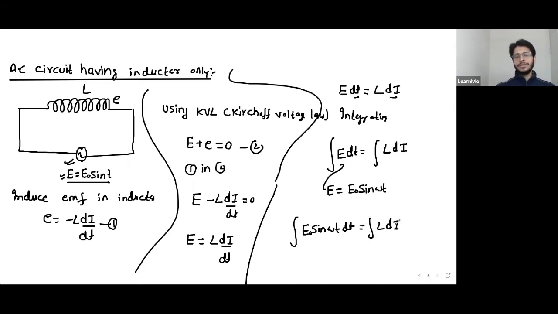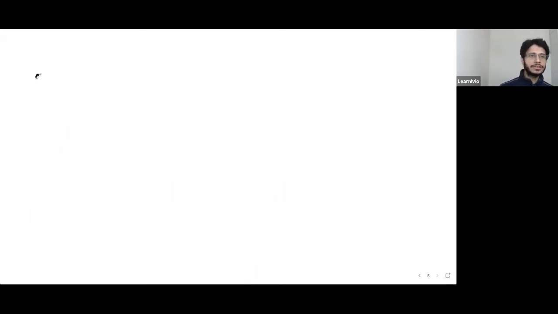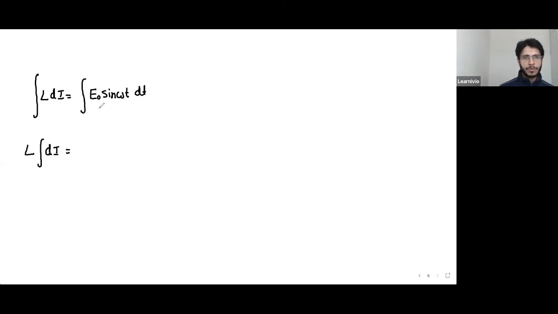See, you don't have limits in this integration. We are not doing a definite integral here. We are using an indefinite integral, integration without limit. So the next thing is the integral of L di is equal to the integral of E naught sine omega t dt. You can take this L outside, that's the integral of di, and you can take this E naught outside, and this is sine omega t dt.